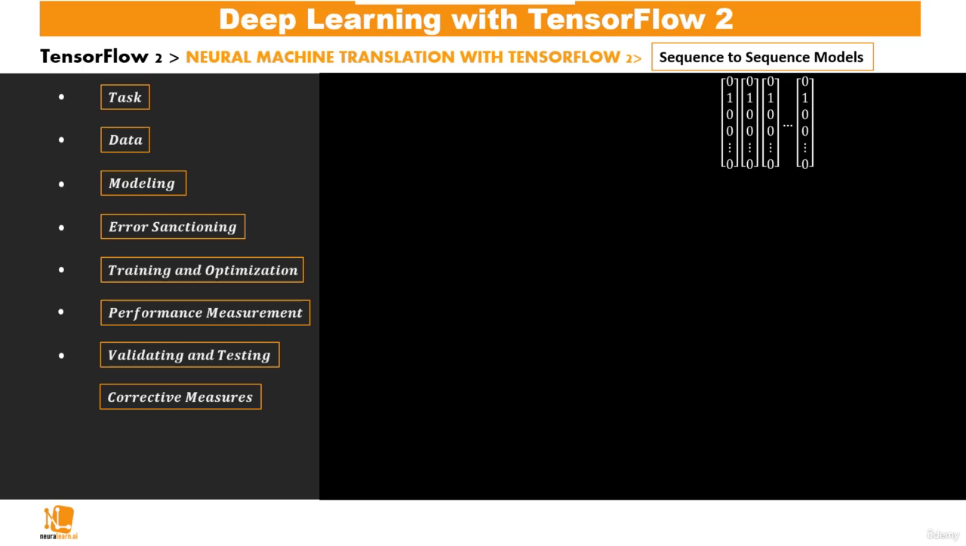Welcome to this section on performance measurement and validation and testing. In this section, we shall see how the performance of a sequence-to-sequence model is measured. More specifically, a sequence-to-sequence model used in neural machine translation.